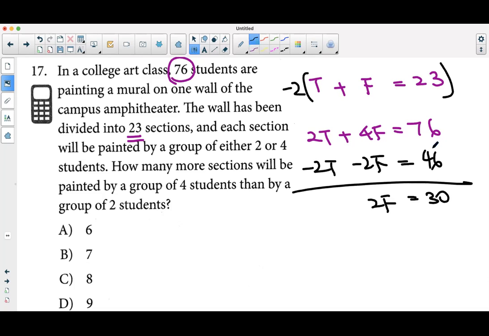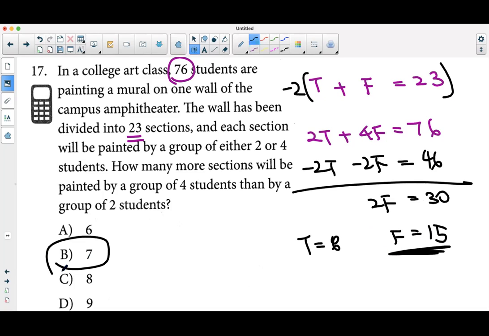Can you guys see that? Yeah? Hence, f is equal to 15. If f equals 15 from this equation, you can figure out that t must be equal to 8. So the difference is 7. Got it. We're done. But that's one way. But sometimes, especially in section 4, numbers can be ugly.